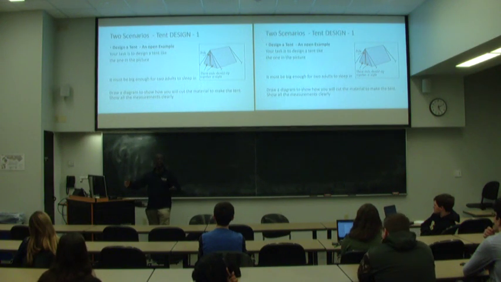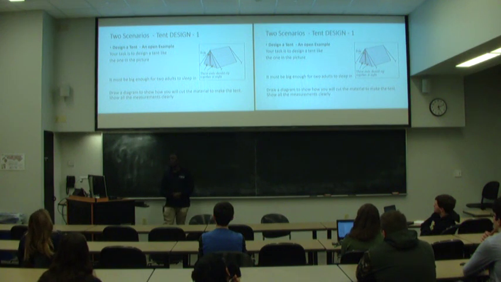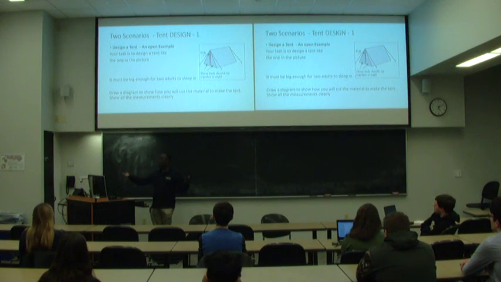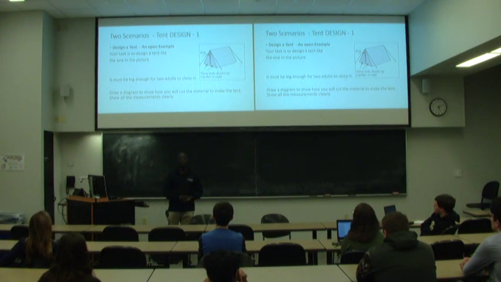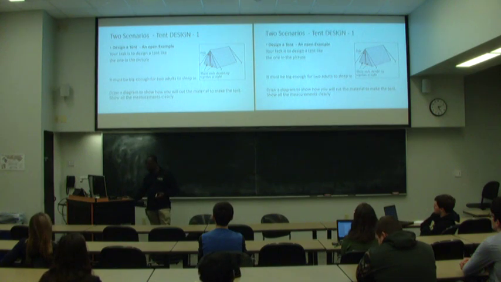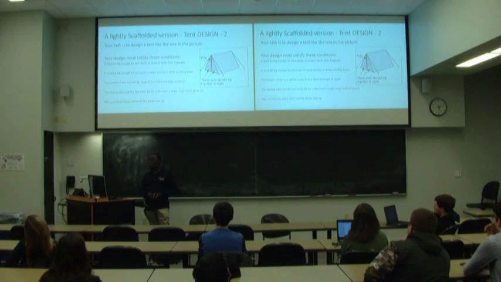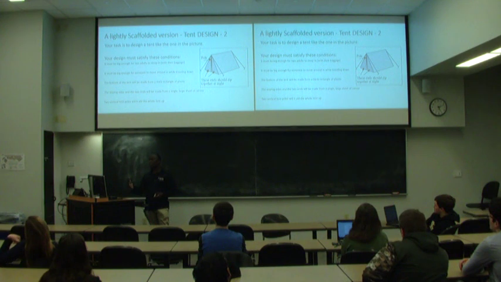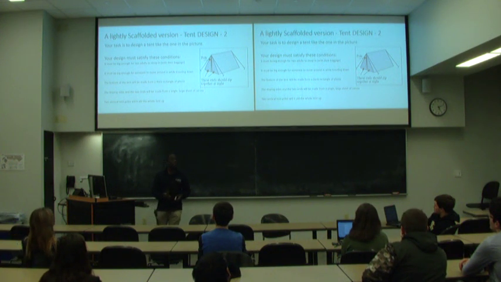This is just an open example, and your task is to design a tent like the one in the picture. It must be big enough for 2 adults to sleep. Draw a diagram to show how you will cut the material to make the tent. That's all the information you have as a student. And the second one is your task is to design a tent like the one in the picture. Your design must satisfy these conditions: 1, 2, 3, 4, 5. So you have some criteria that you need to meet.